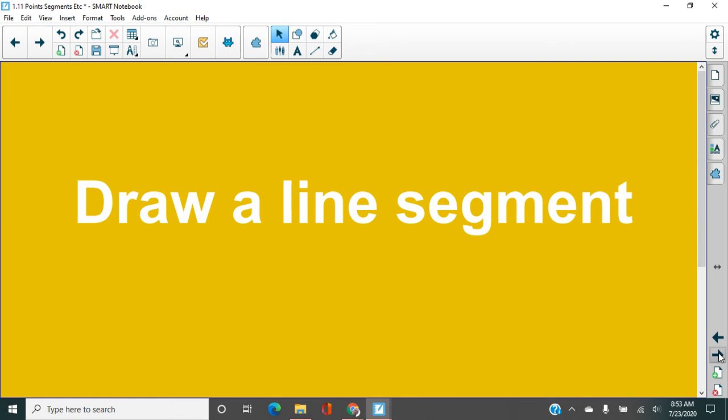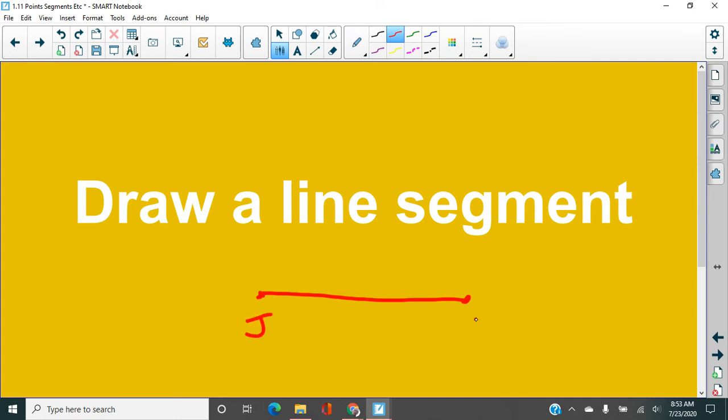All right, let's do some drawing now. Grab a piece of paper or your dry erase board. First, I want you to draw a line segment. What you should have drawn is a point at the beginning and a point at the ending, right? No arrows, and then you need some letters here. I'm going to call it JS. Okay, so this is line segment JS.